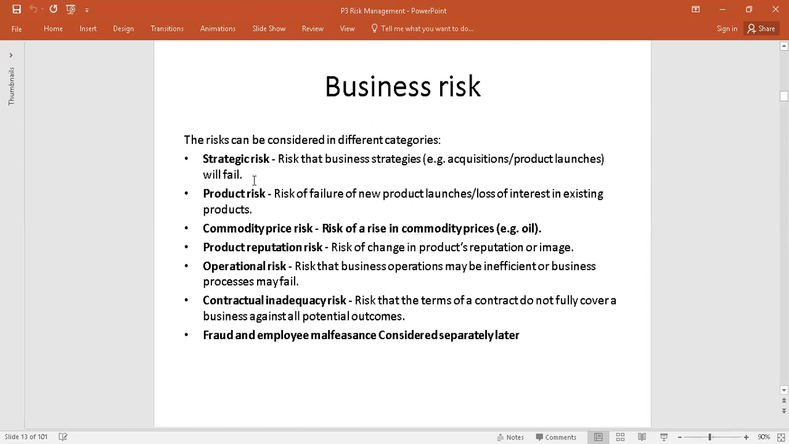Next one, product risk. The chance that the product doesn't do well or it fails. So, risk of failure of new product launches. We see loss of interest in existing products. At the time of launching the product, it could fail. The customers do not accept the product, or the one which is going on well, suddenly some information is passed on, and then suddenly we see there is a decline in the demand of that particular product. So loss of interest in existing products also may happen.